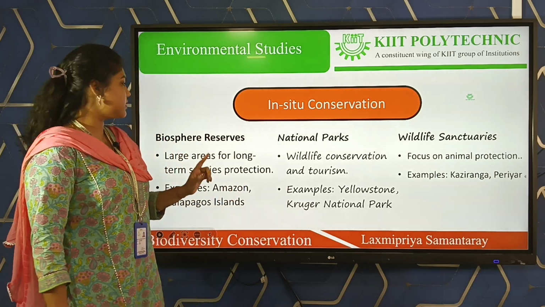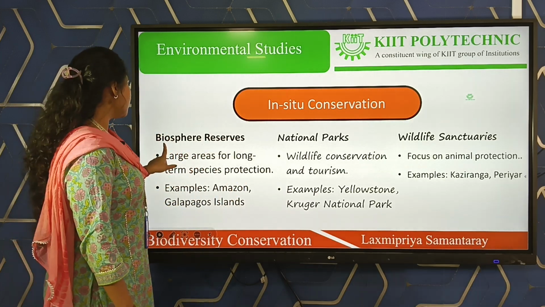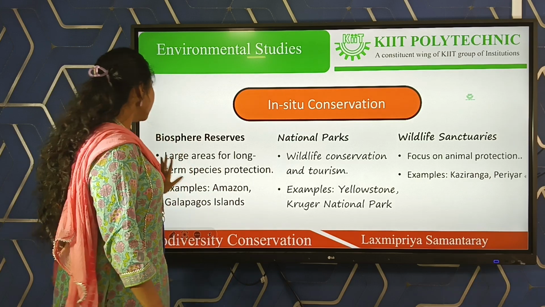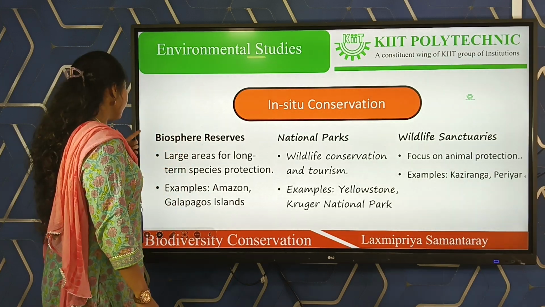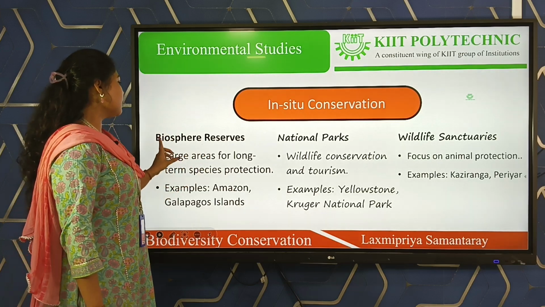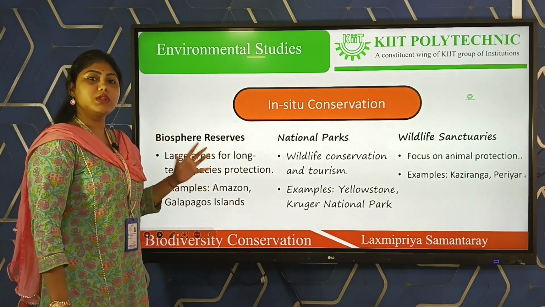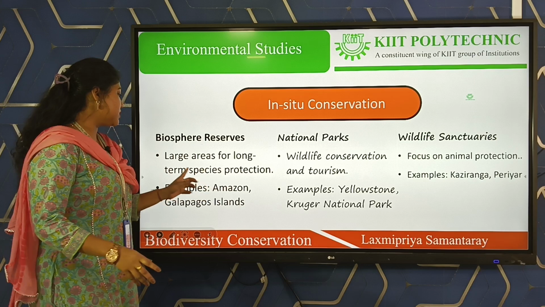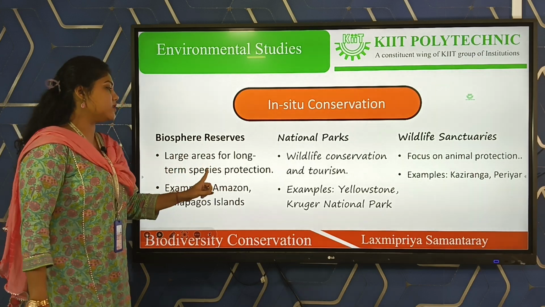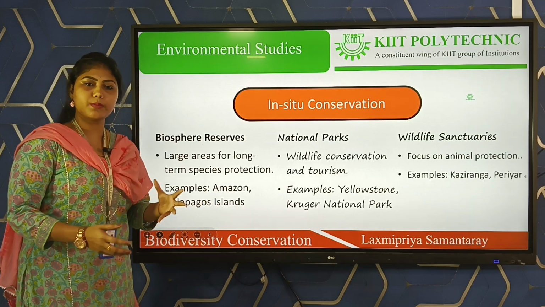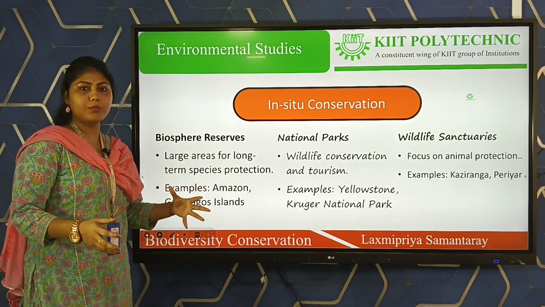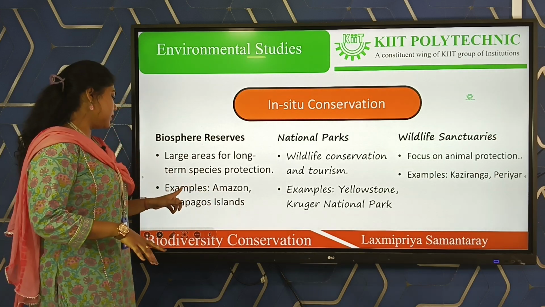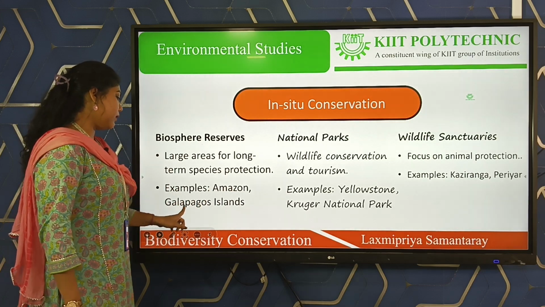So next, what is in situ conservation? In situ conservation has three parts. One is biosphere reserves, second is national parks, third is wildlife sanctuaries. In biosphere reserves, we know that we have 18 biosphere reserves. A biosphere reserve is a natural land, a large area for long-term species protection. For the protection of our species, we have to keep them in a large space. Examples are the Amazon and Galapagos Islands.